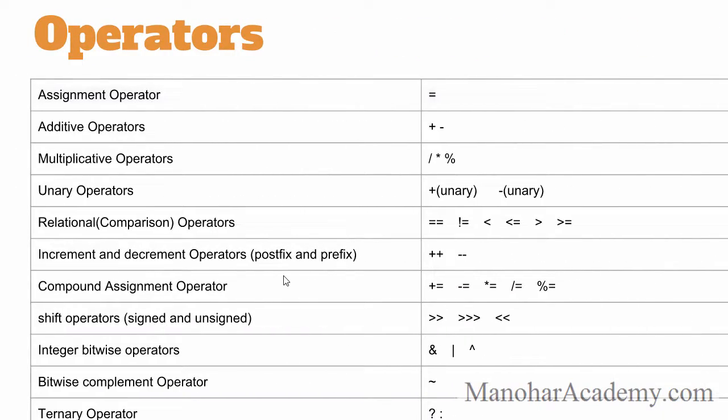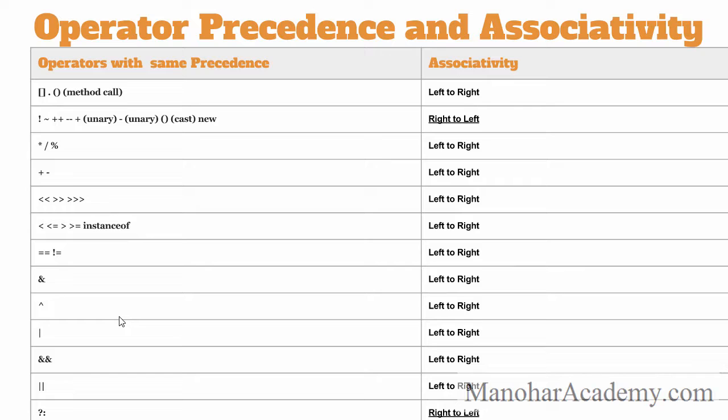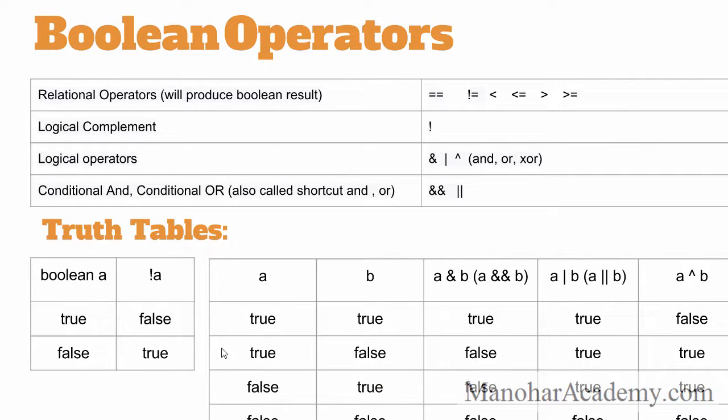Then we have looked at various operators and we have also looked at their precedence and associativity. You can refer to these 2 slides for complete list. Then we have looked at Boolean operators. Also we have looked at their truth tables. We looked at regular AND and OR, XOR. Also we have looked at shortcut AND and shortcut OR. We also have seen logical complement.